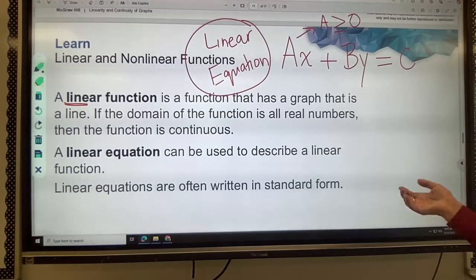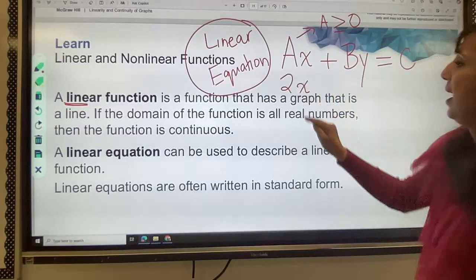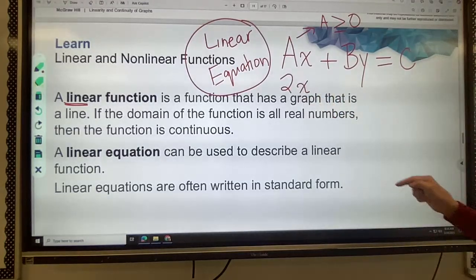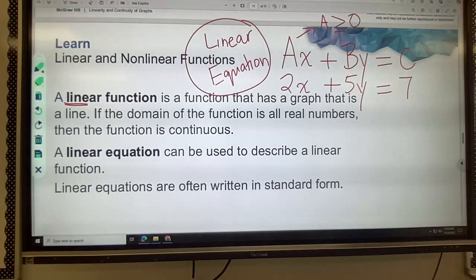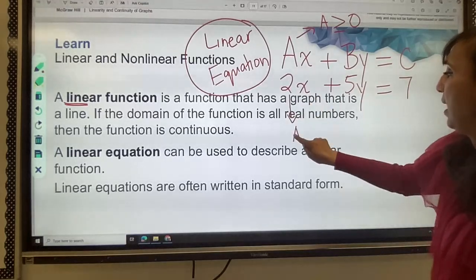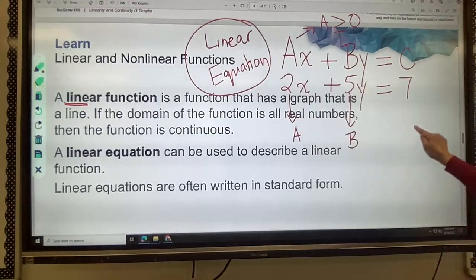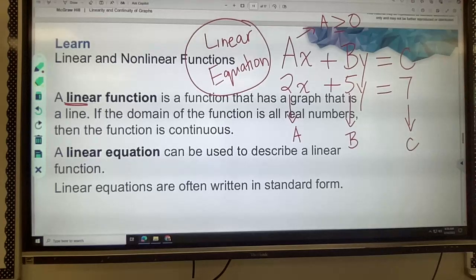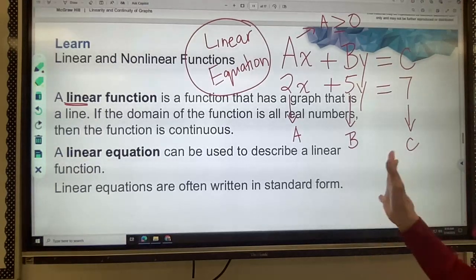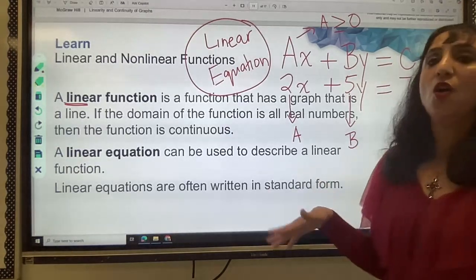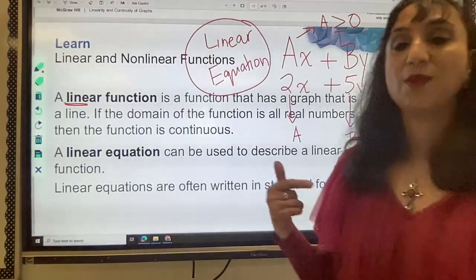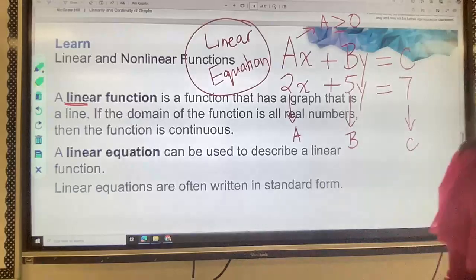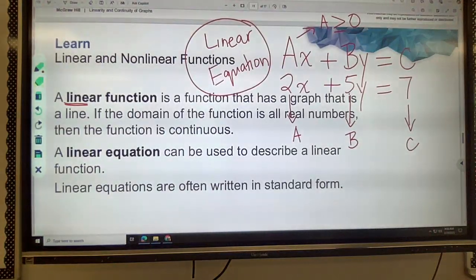So if I give you an example and I say 2x plus 5y is equal to 7, then I can look over here. This 2 is a, 5 is b, and my 7 is c. I just wanted to show you what a linear equation looks like. Once again, the standard form of a linear equation is ax plus by is equal to c, and that is how you write out a linear equation.